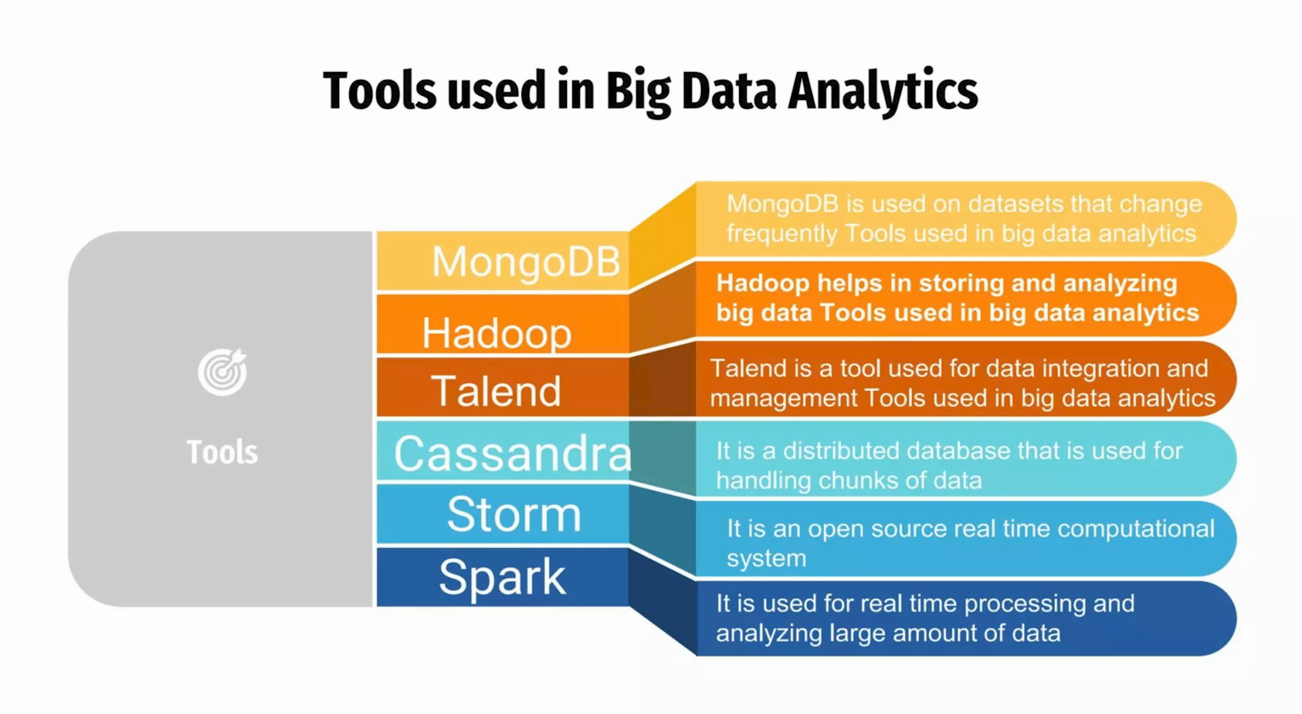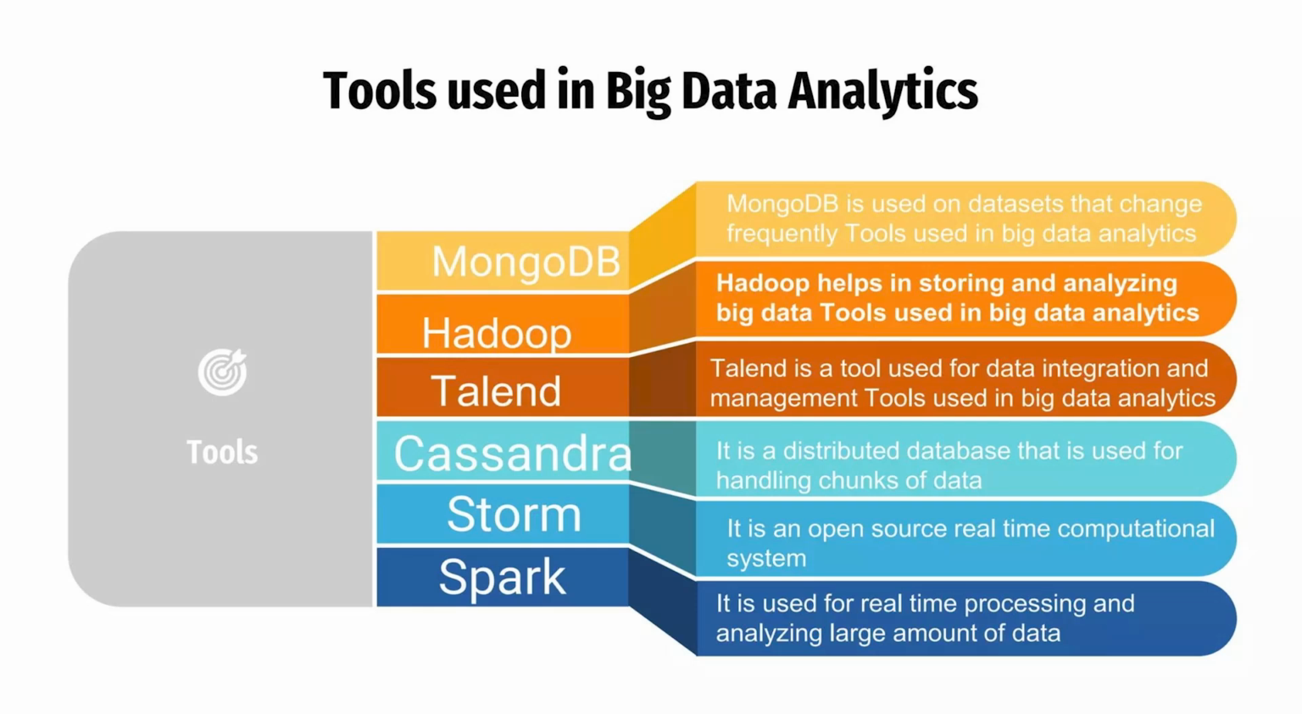Next one, Cassandra. It is a distributed database that is used for handling chunks of data. Next one is Storm. It is an open source real-time computational system. Next one, Spark. It is used for real-time processing and analyzing large amounts of data.